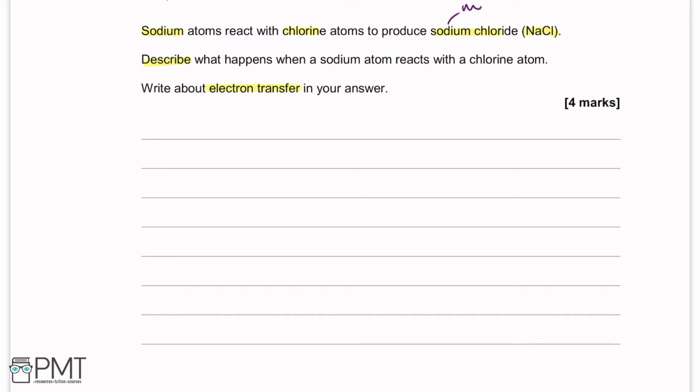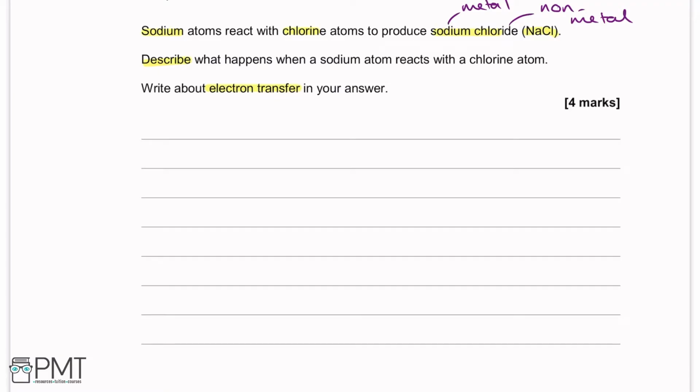So, sodium is a metal and chlorine is a non-metal. Therefore, in this question, we're talking about ionic bonding, the bond which occurs between a metal and a non-metal when electrons are transferred. So, let's start by talking about what happens with sodium.